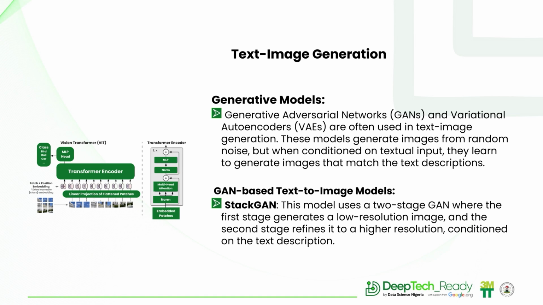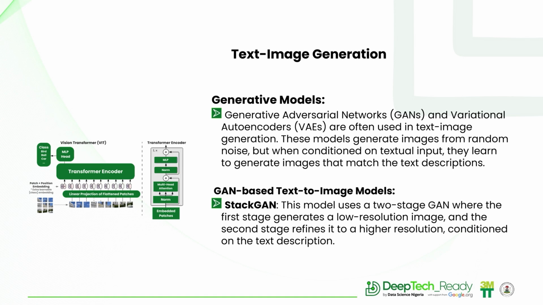Now, I'm not sure I spoke about variational autoencoders. I don't think I've taught about them, but I want you to take a look at it. So GANs or variational autoencoders are often used in text-to-image generation. These models generate images from random noise, but when conditioned on textual input, they learn to generate images that match the text description.